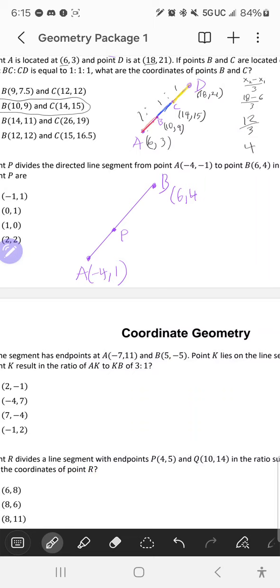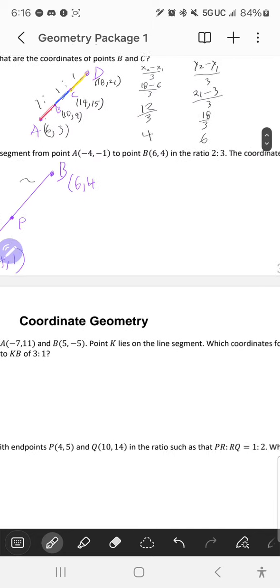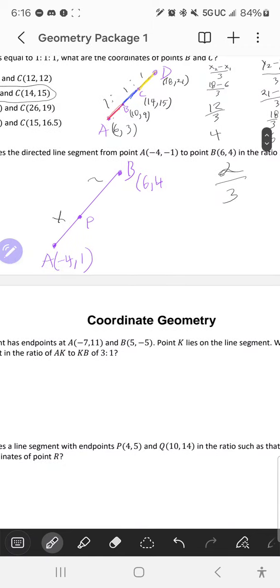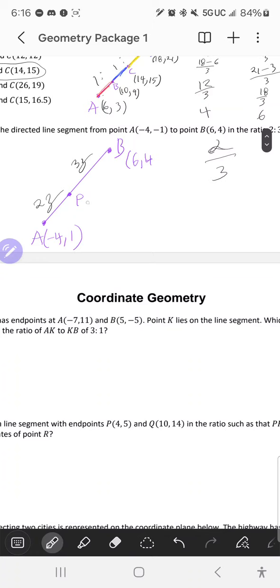What this means is that when we have the distance from this side over the distance of this side, we're going to get 2 over 3 when we divide them. So I can say that this is going to be 2z, so I don't use the x as a variable, and this is going to be 3c, since the ratio is 2 to 3 starting from point A.